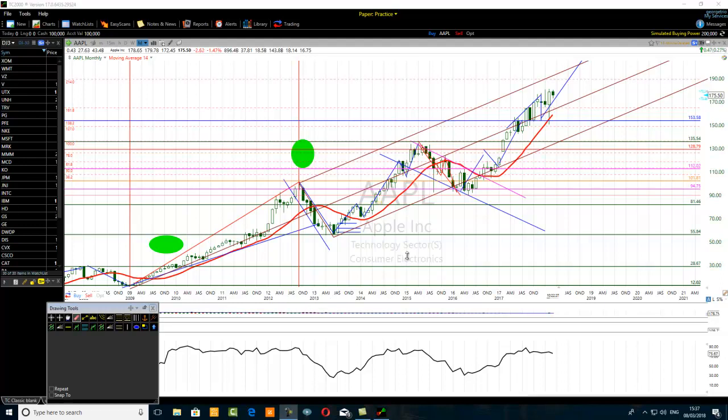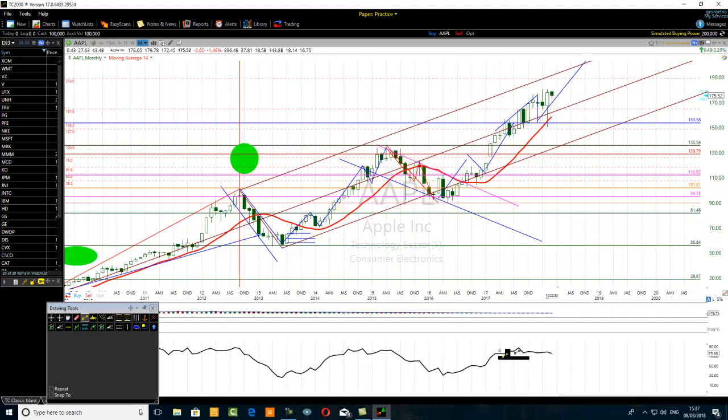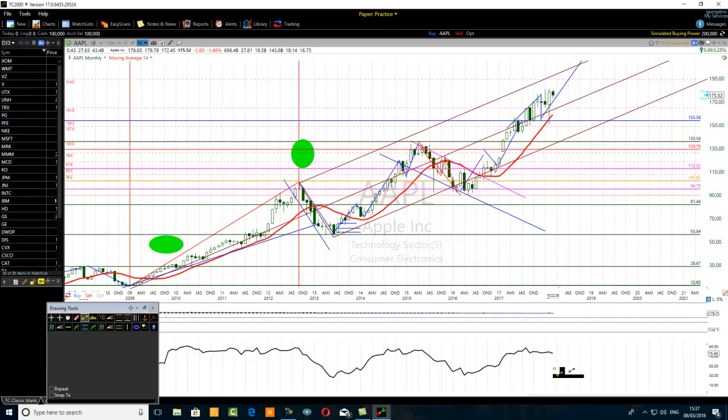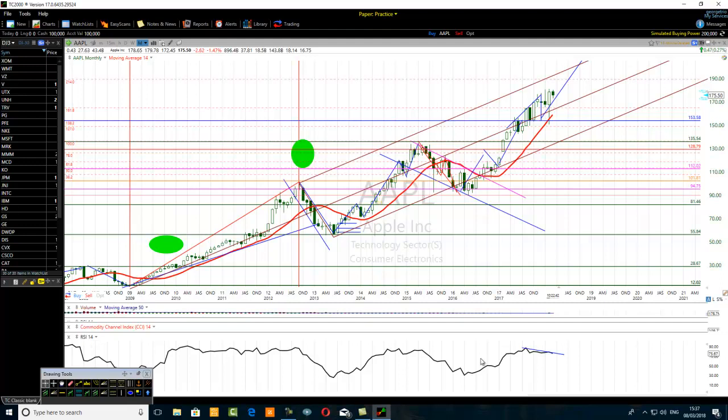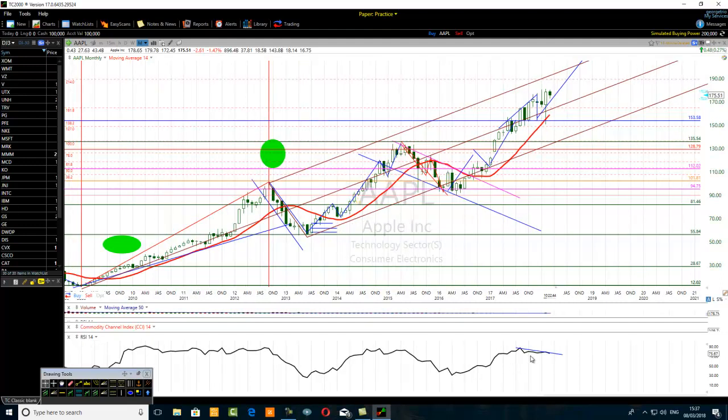Alright, I'm on the monthly chart. As you can see, this is an educational video to show traders how to avoid RSI divergence trading mistakes. You see that my RSI period 14 is exhibiting a bearish divergence here, as you can see on my chart.